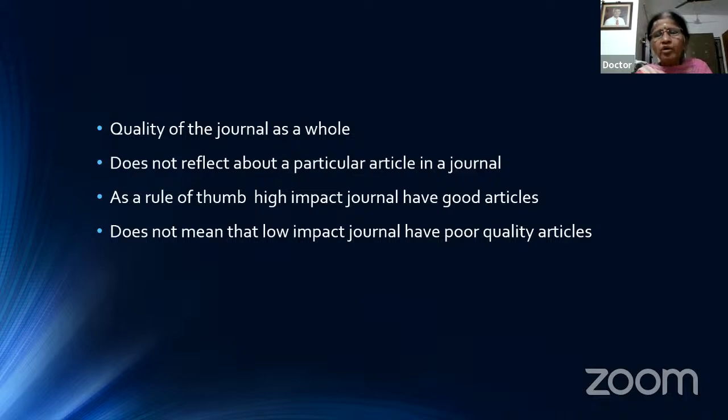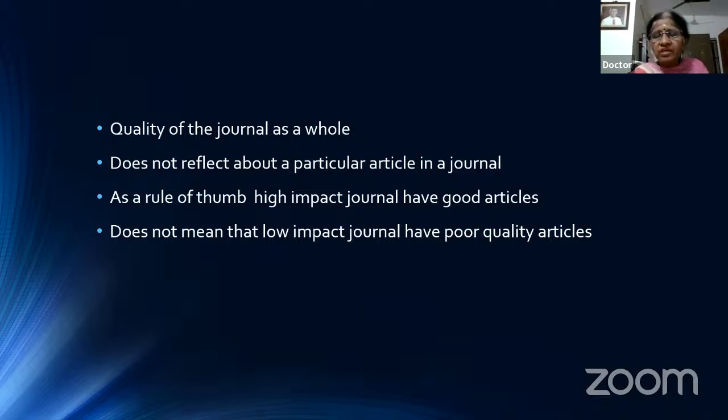It tells you the quality of the journal as a whole. Because suppose you have 25 articles, one article might not have been cited at all, whereas another article might have been cited 100 times. So it takes the total number of citations from a particular journal. Your article might be there, but it might not have been cited at all. It might not be quoted as a reference. So it doesn't tell you about one particular article in a journal. However, it tells you the quality of the journal as a whole.